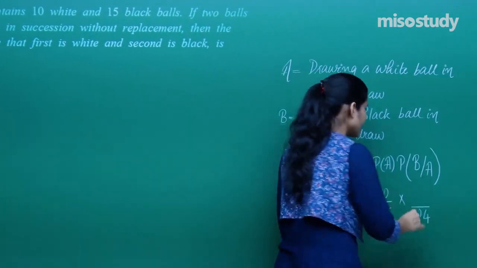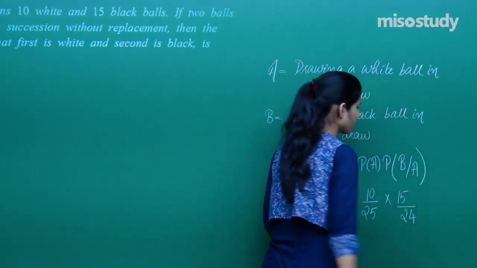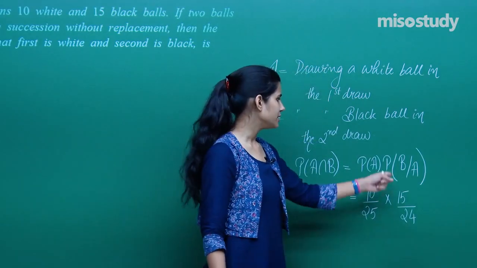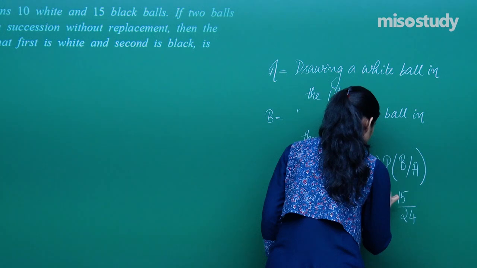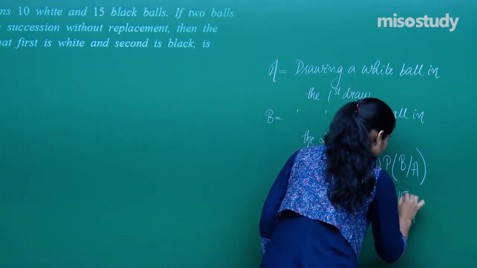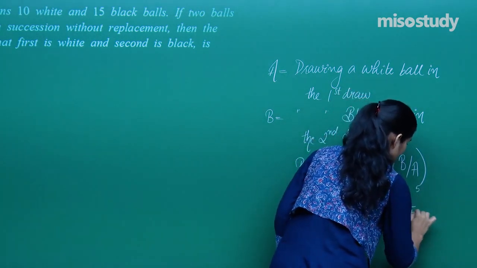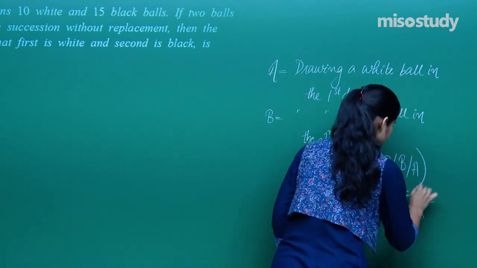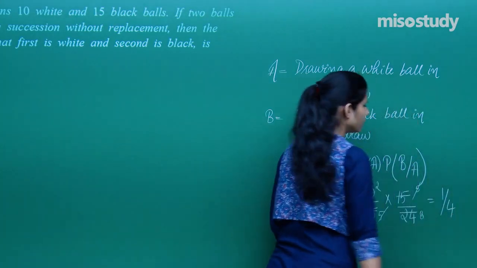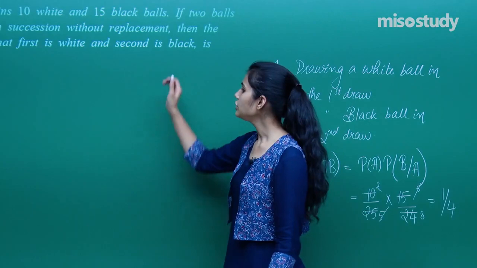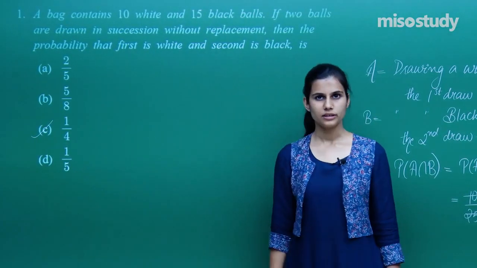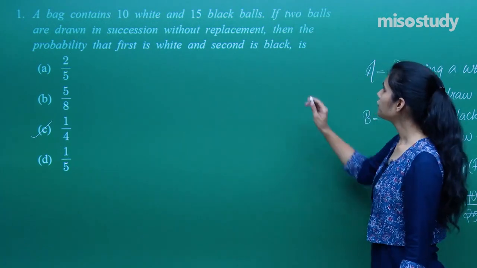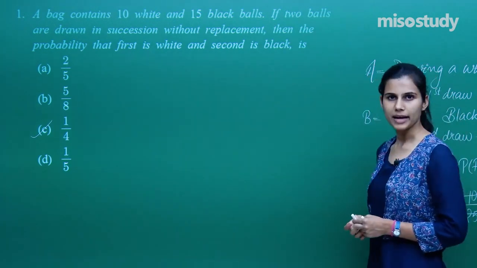So 15 by 24 is your probability of B by A. When you find this number out, this becomes 1 by 4. So probability of A intersection B is actually 1 by 4. Clear? That is the probability that the first ball is white and the second is black.